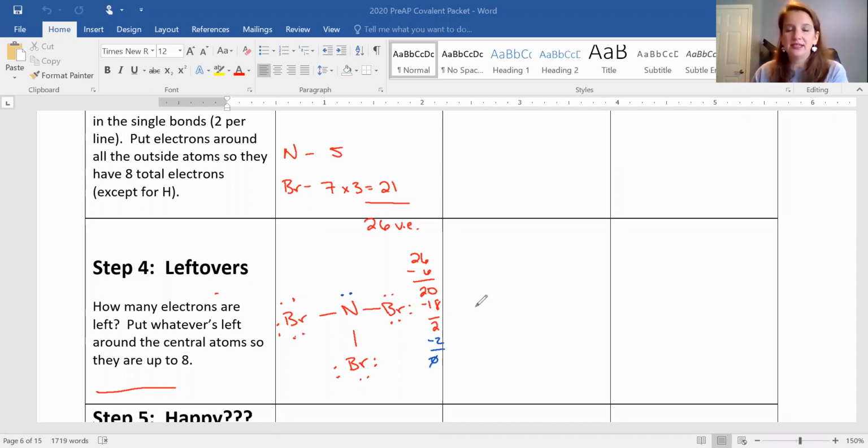Now, I did say that step 1 was the most important step, counting the valence electrons and putting them in our buckets. That's the most important step.